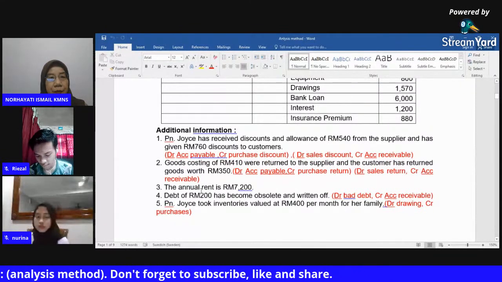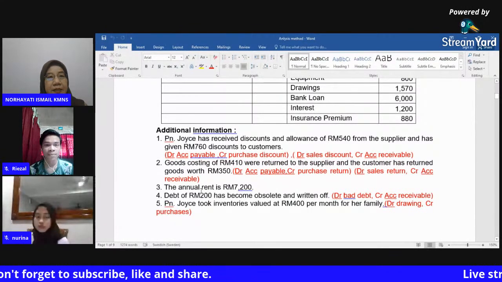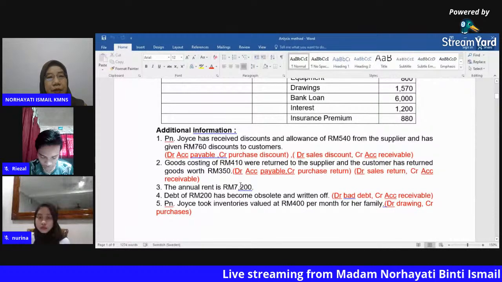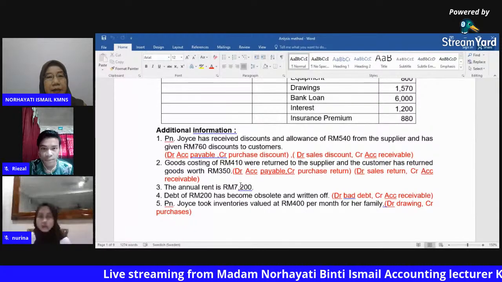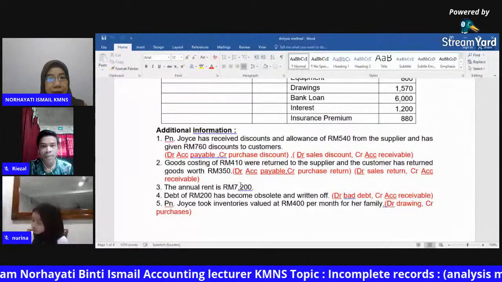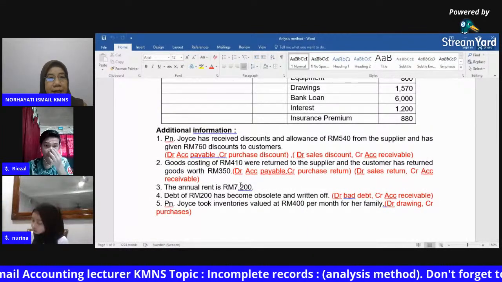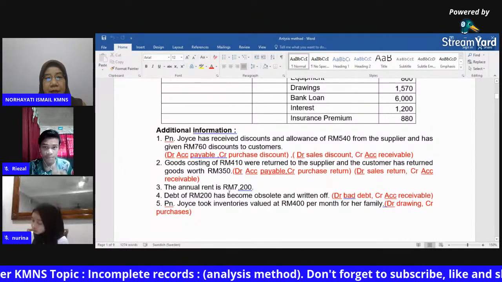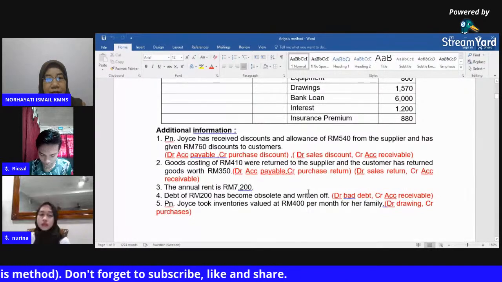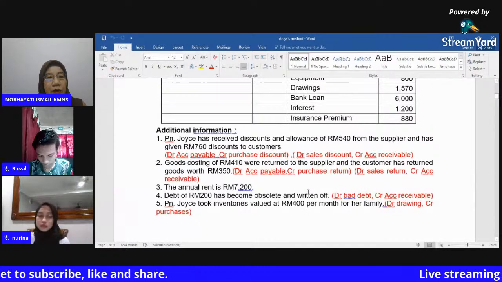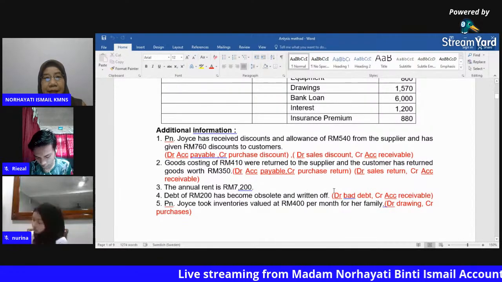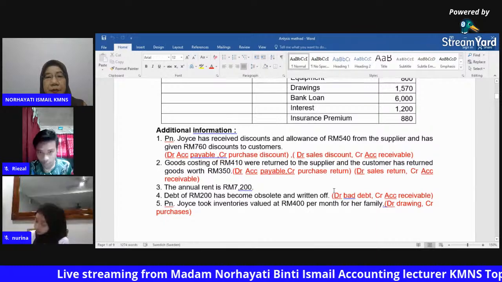And the information, the annual rent is RM 7,200. This refers to rent expenses during the year, or in other words, current rent expenses. Okay, number four, debts of RM 200 have become obsolete and been written off. So this is the double entry. The company has not recorded it yet, so we have to record this transaction: debit bad debts, credit account receivable.